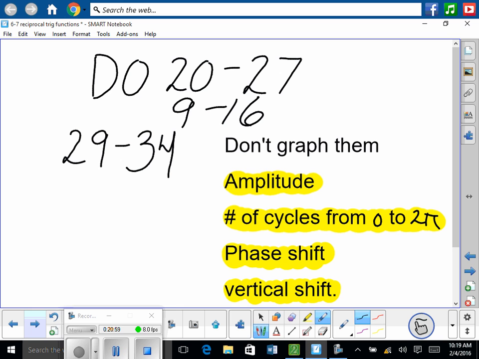Everything but 28. You won't be doing 17, 18, 19. You're not doing 28. You're not doing 35 through 36. And if you read my directions, I'm making it easier on you. I'm not making you graph any of that. All you have to do is list the amplitude, the number of cycles from 0 to 2 pi, the phase shift, and vertical shift. Then come get help on problems 1 through 8. I guarantee if some of you will sit down one-on-one with me, you'll get those all right.